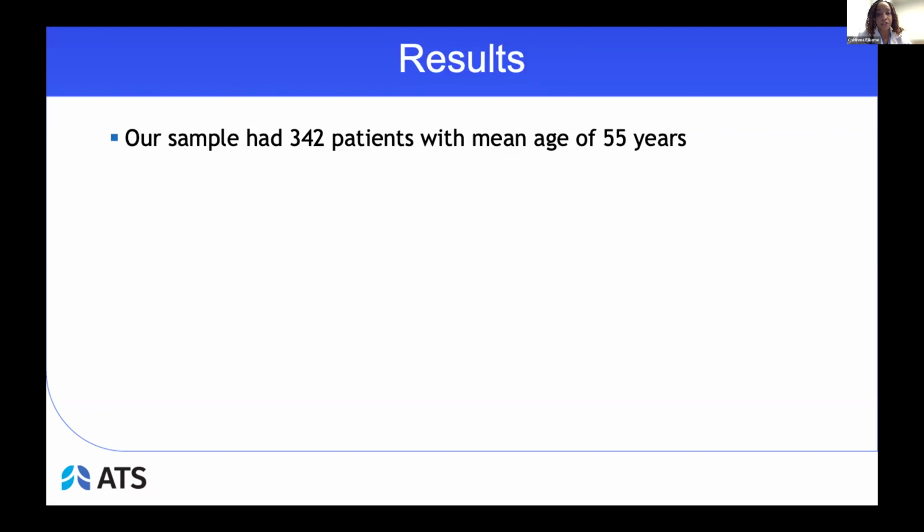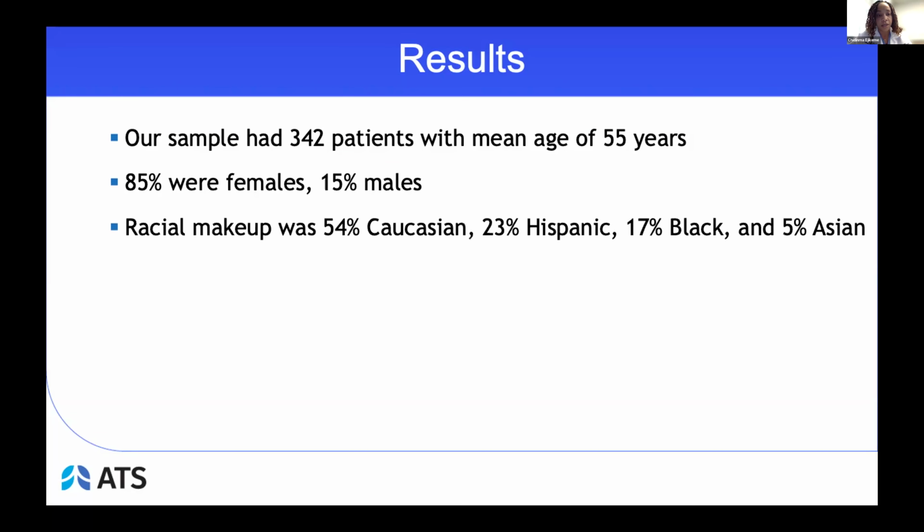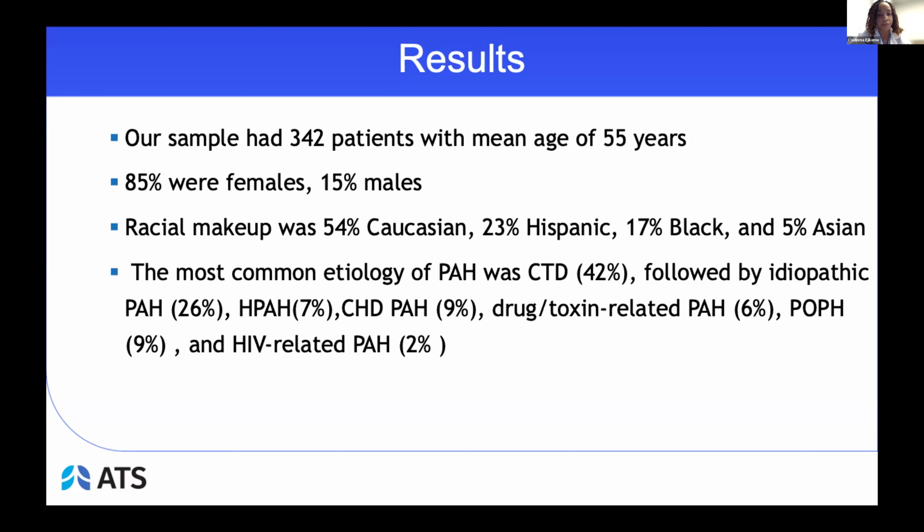So for my registry, we had 342 patients who were confirmed to have group 1 PH, and the median age was 55 years. 85% were female, 15% were male. For our racial makeup, we had 54% Caucasian, 22% Hispanic, 17% Black, and 5% Asian.